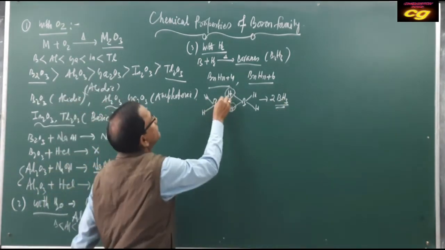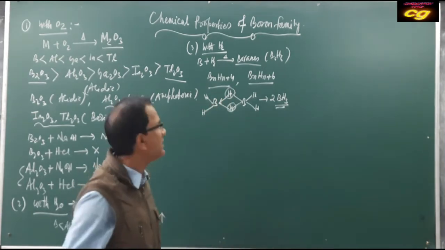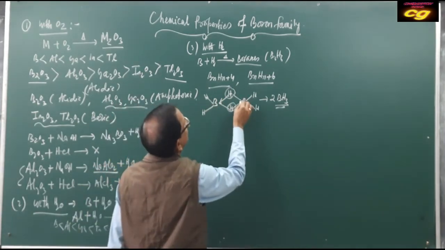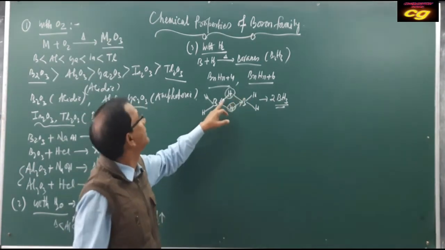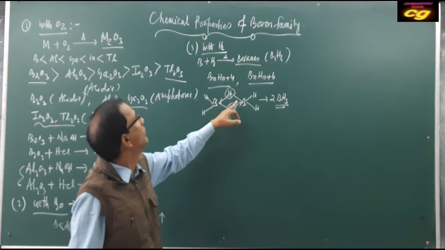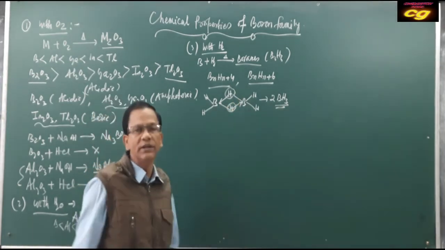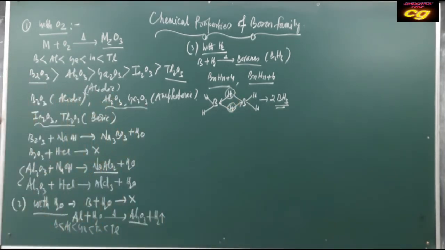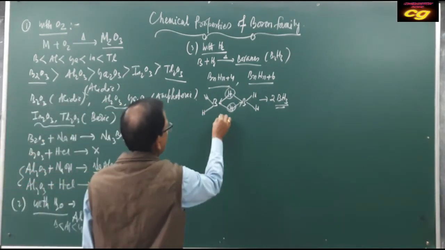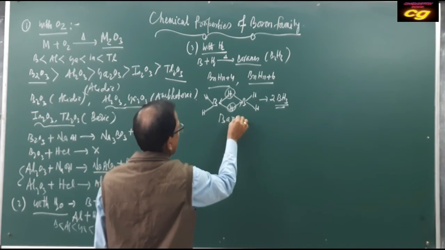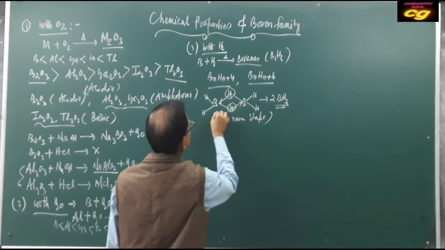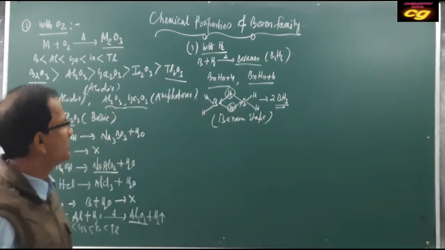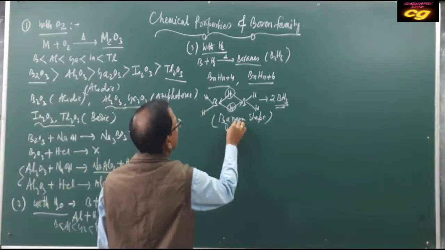One is a dative bond, because boron has vacant orbitals. Another is also a dative bond. One dative bond, one dative bond, one normal covalent bond. So alternately a dative bond and a covalent bond are formed. So it exists in a banana shape. This is called diborane.